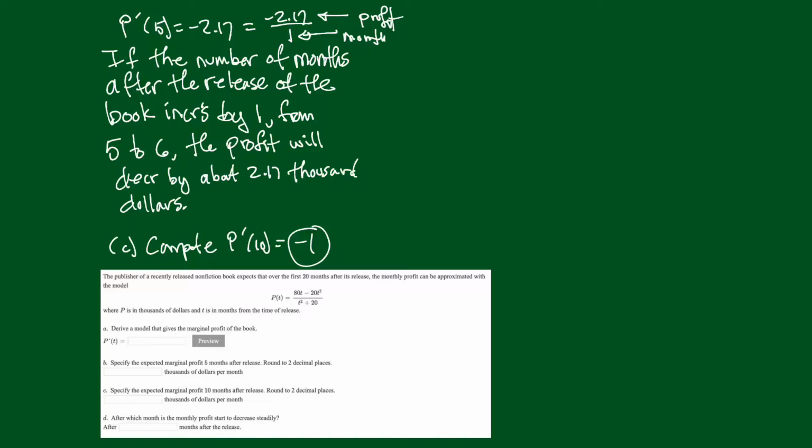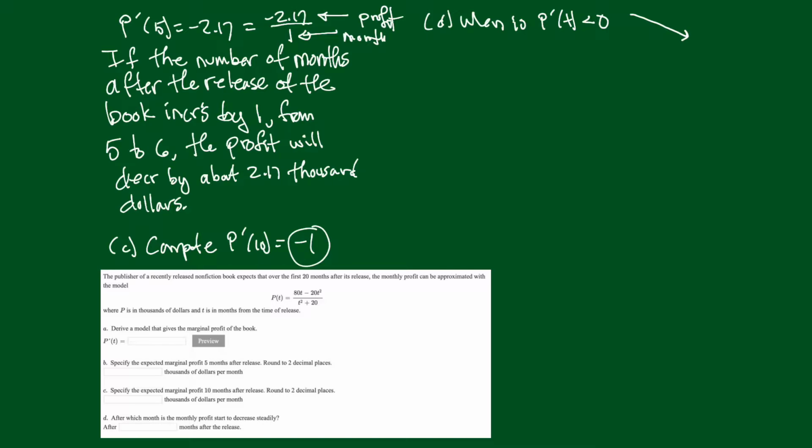Now, here's our part D. After which month does the profit start to decrease steadily? All right, so we know after 5 months it's decreasing. After 10 months it's decreasing. So actually, when does it start to decrease? All right, so we're asking this question here. This is part D. When is P prime of t negative? Because a negative derivative is a negative slope, and negative slope goes down, so we've got a decrease.